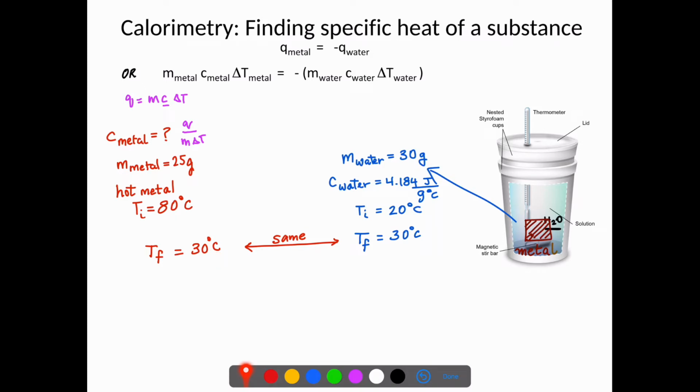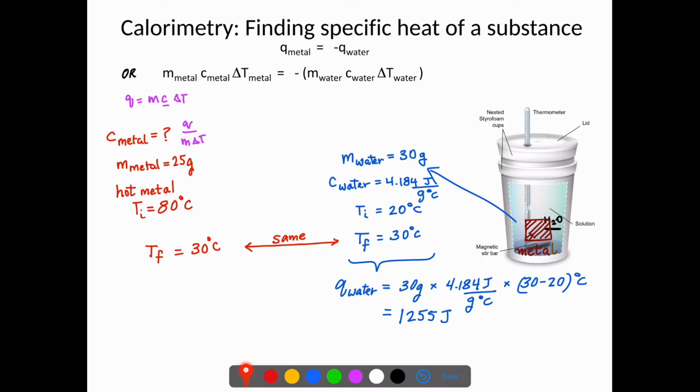Now since we know the mass, specific heat, and the temperature change for the water, we could calculate the Q for the water, meaning the amount of heat absorbed by the water during this temperature change. We plug that in, and the units cancel out, grams cancel out, Celsius cancels out, and we end up with joules of heat absorbed by the water. Notice that it's going to be positive because your delta T is positive. The final is greater than initial. So Q is positive, which suggests that water has absorbed heat, which is true.